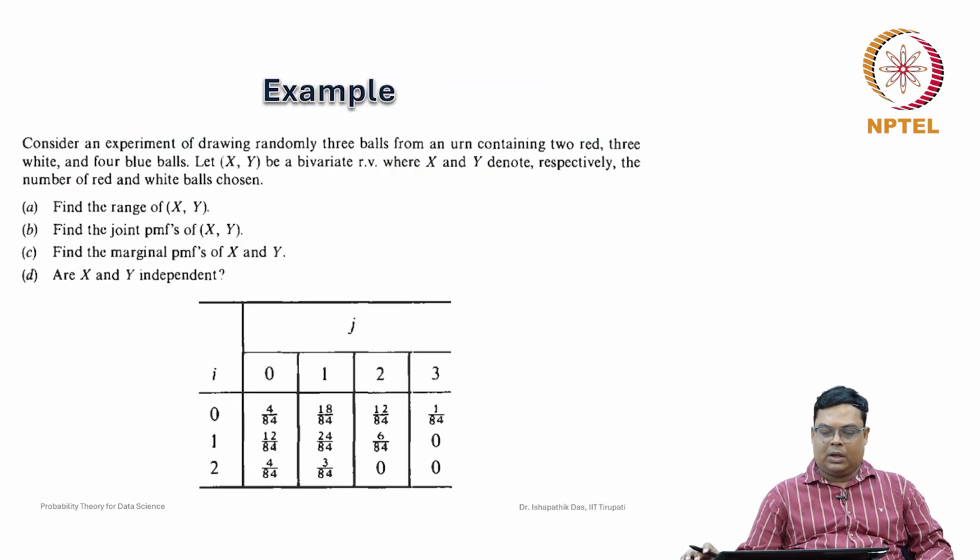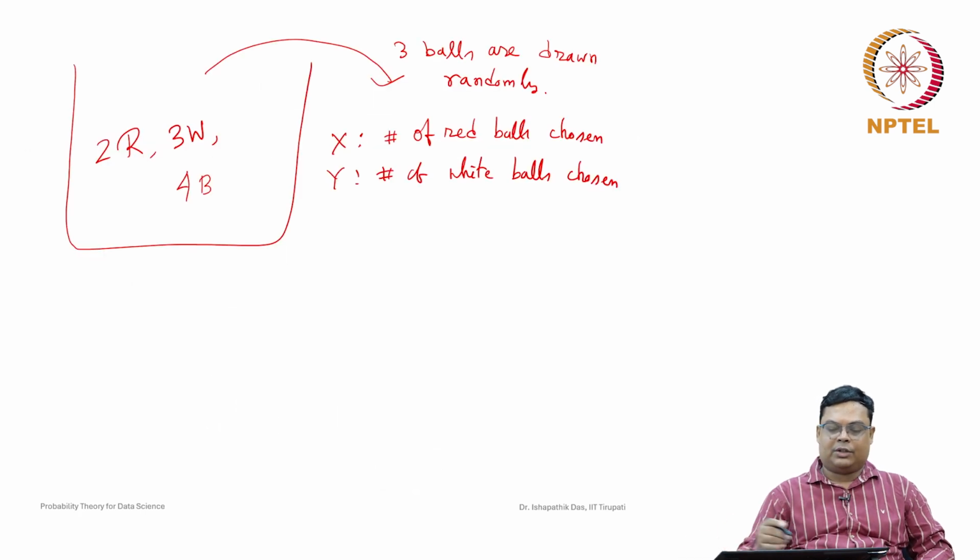So, respectively red ball and white ball chosen. Find the range of x and y. First question is A, find the range of x and y. Let us find the range of x. Now, whenever you draw 3 balls, what would be the possible number of red balls?